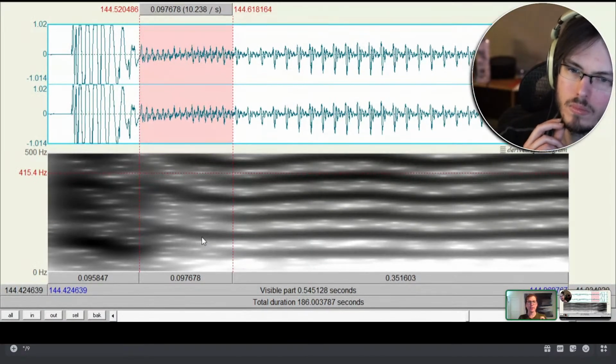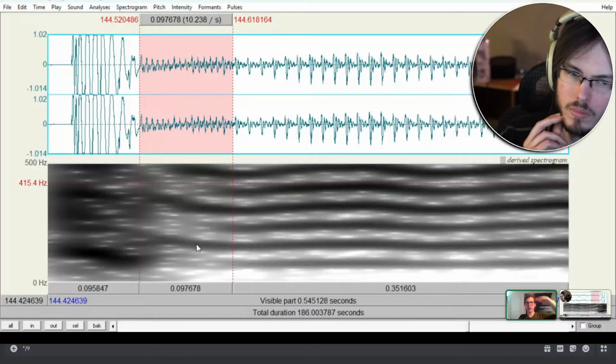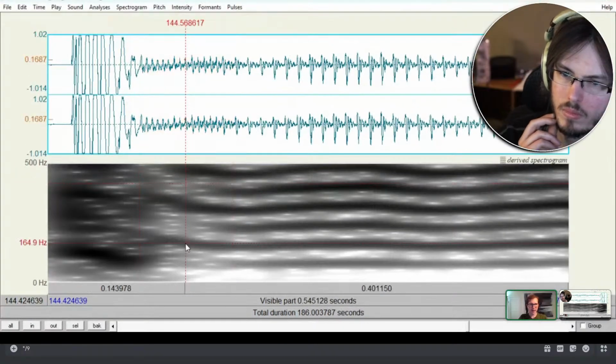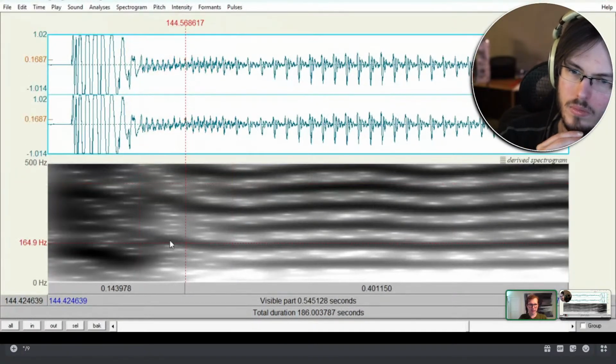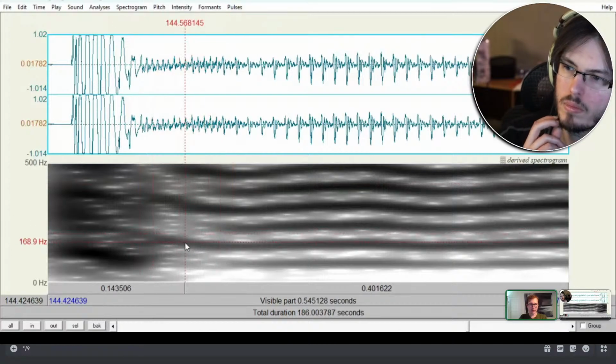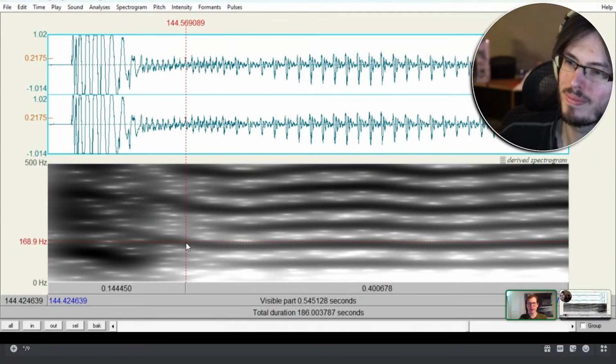And you can double check that it's the fundamental if all the other dark bars on top of it are whole number multiples of it. So down here, the fundamental for this section is about 165. It depends where I click. It's not that precise in this view.